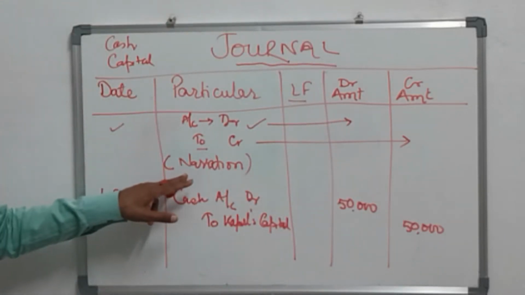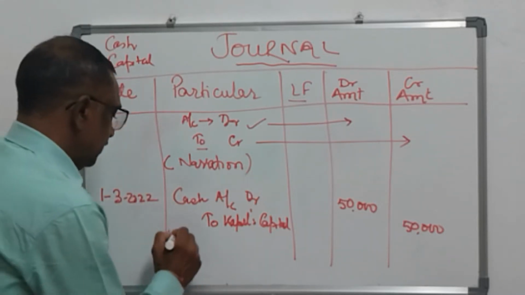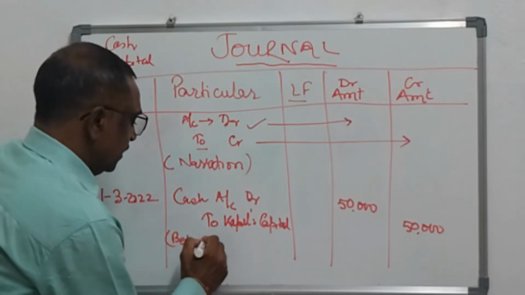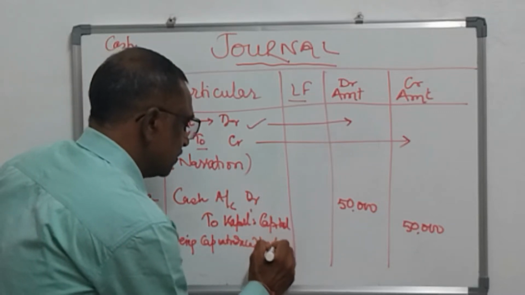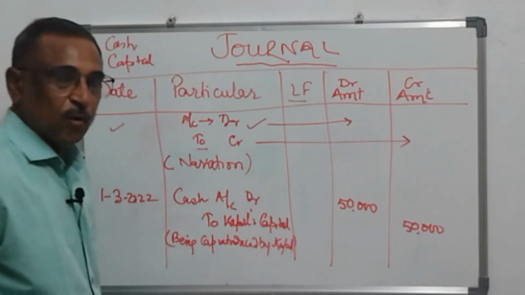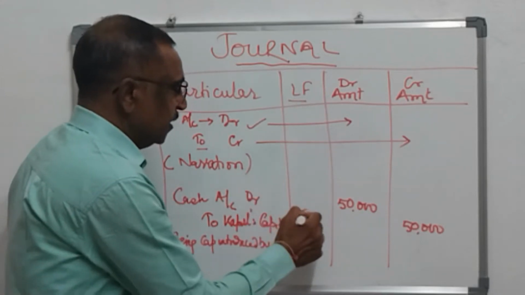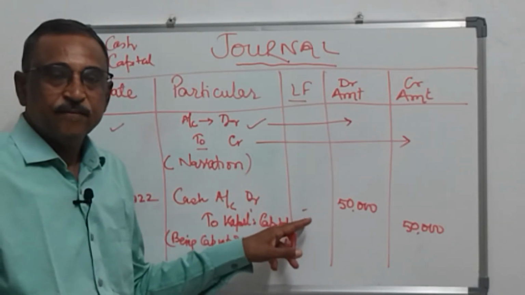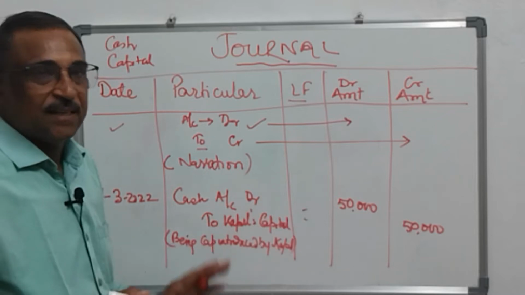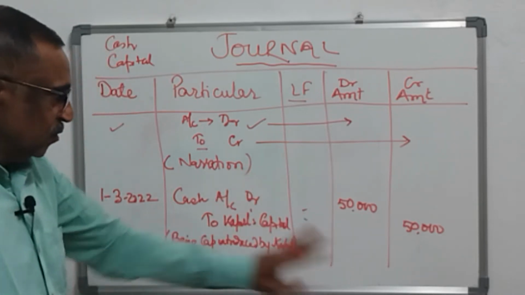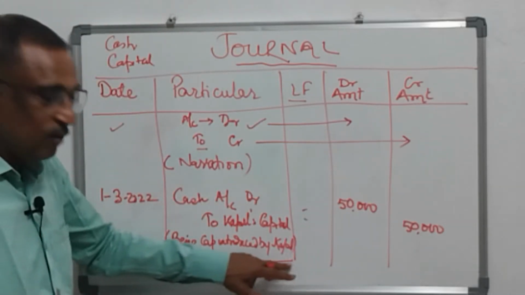Now we have to write the narration. It always starts with either "being" or "for". Being capital introduced by Kapil. Now in the theoretical part we are not concerned with the ledger. In practical life we have to write it, but in class 11 or in BBA or BCom part 1, we are not supposed to write anything in it. It will remain blank. So this is how the entry is done. And after that, we have to put a line.